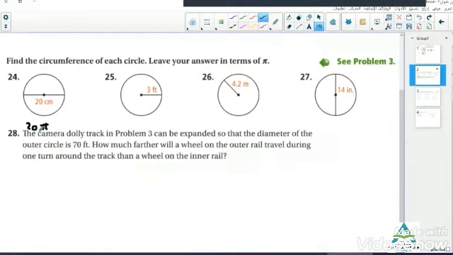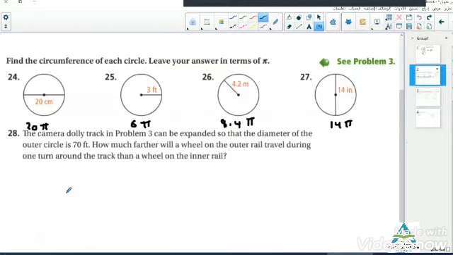By d, or 2 by r. 20 pi. And here, 6 pi. And here, 8.4 pi. And here, 14 pi. Great, that's good.